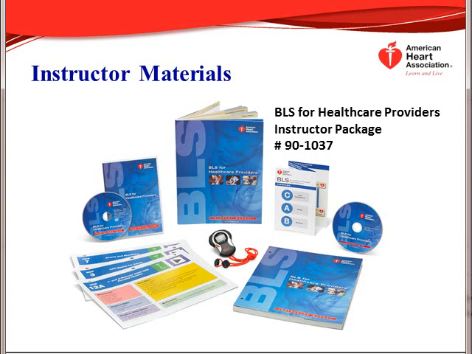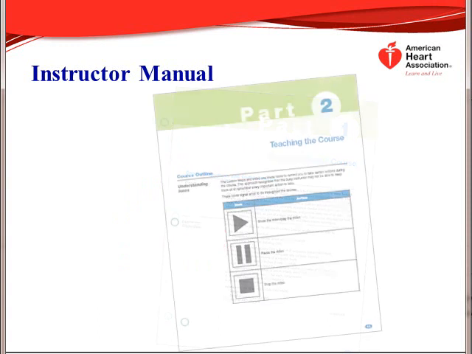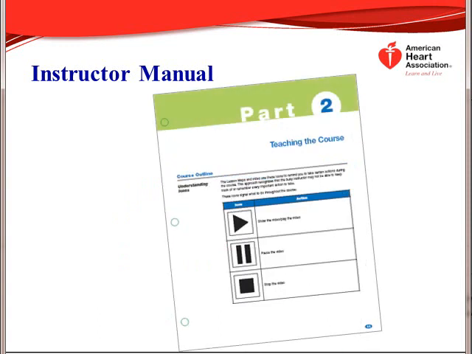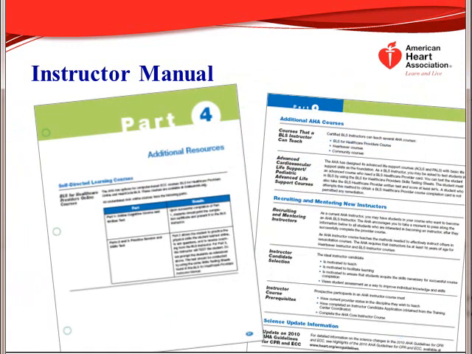Your new instructor manual has 5 parts. Part 1 is preparing for the course. Part 2 contains details for teaching the course. Part 3 is testing and remediation. And Part 4 is additional resources. Part 4 has information on AHA's BLS self-directed learning courses, which are BLS for Healthcare Providers Online and HeartCode BLS. You'll also find Part 4 has additional information of interest to instructors. Part 5 is the lesson maps. Let's take a look at the lesson maps.